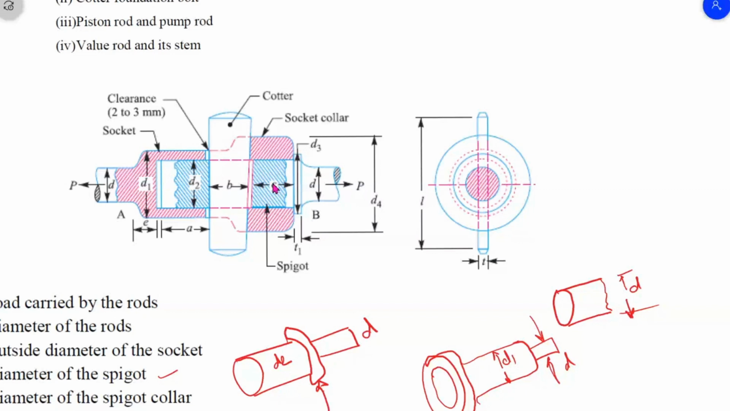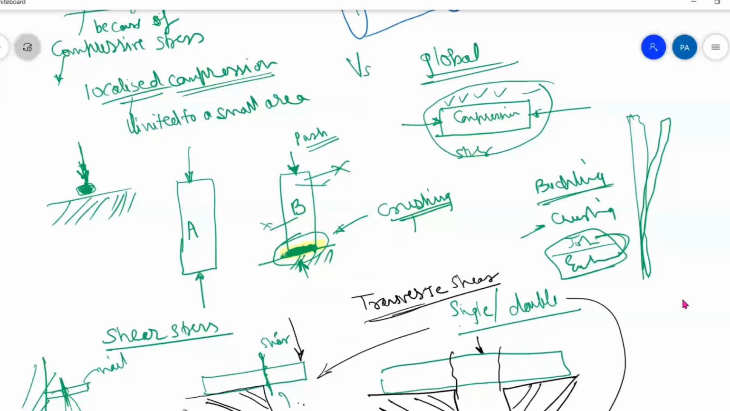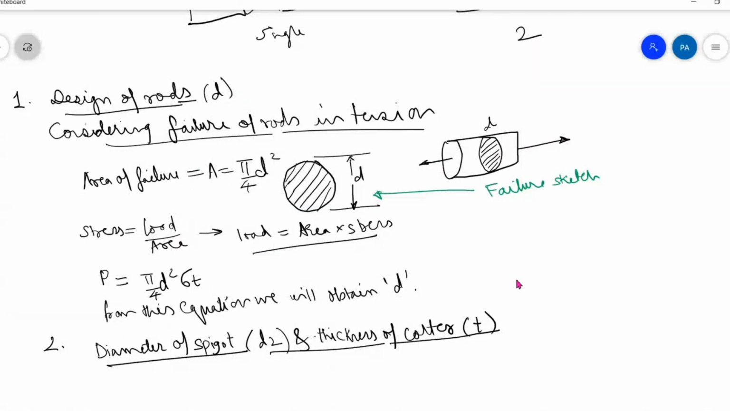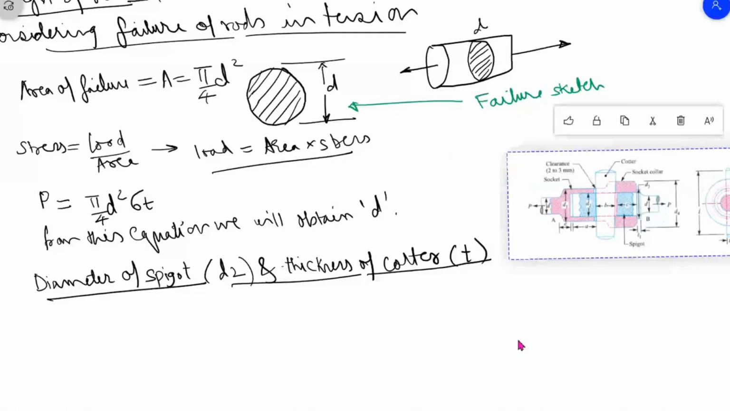Socket is also in tension because it is pulled in this direction by this rod, and it is also pulled in this direction here. So it is pulled from this side as well as from this side. So the socket and spigot both are in tension.